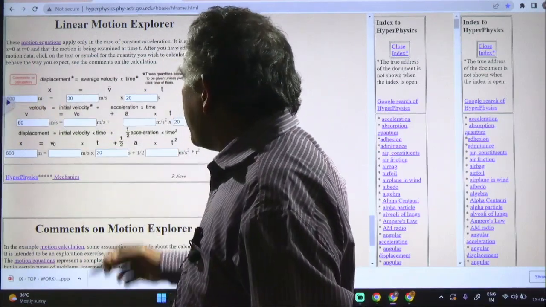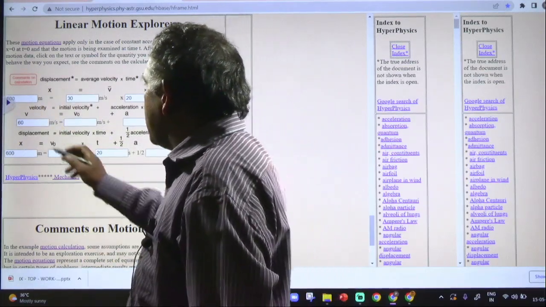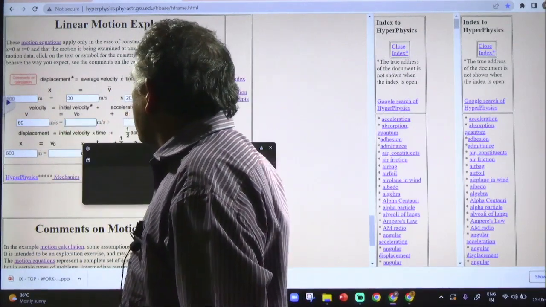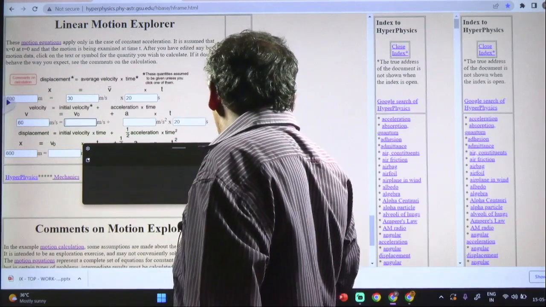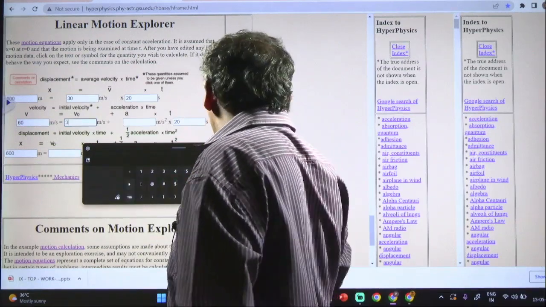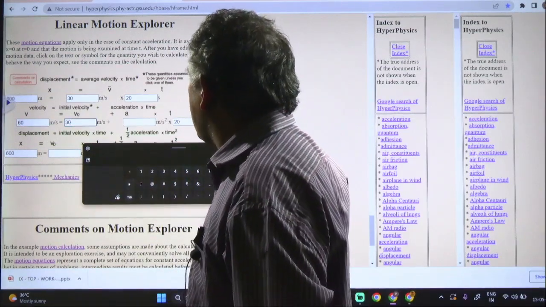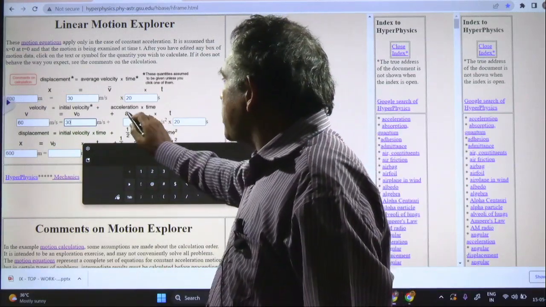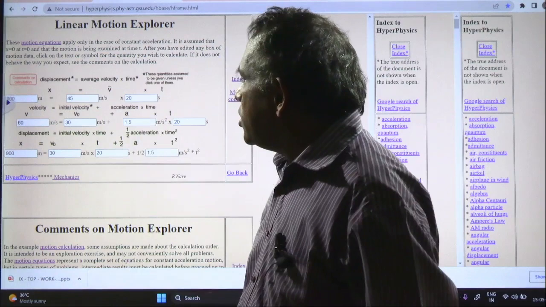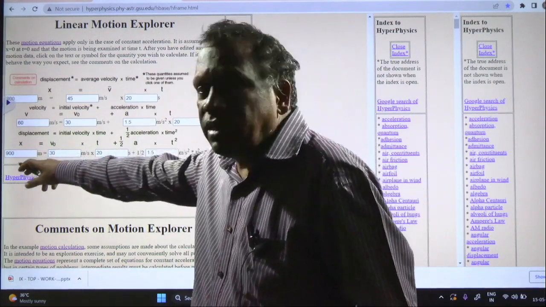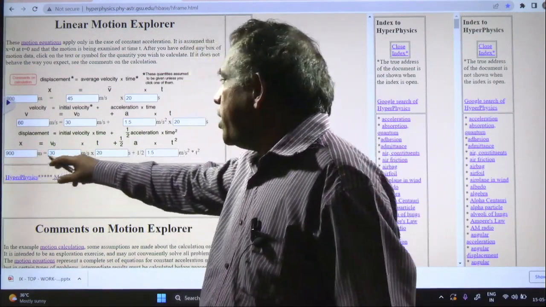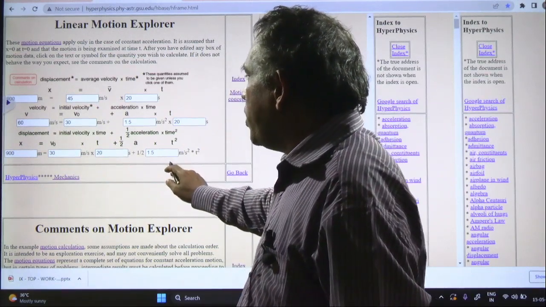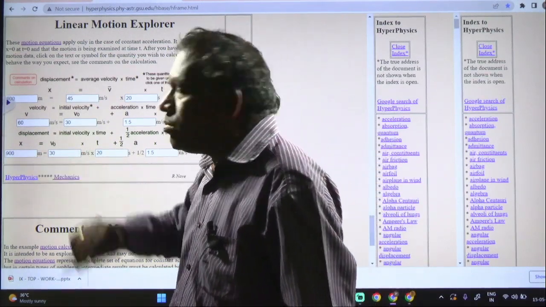Similarly, if you try to calculate acceleration, here you got 60, and the initial velocity you take as 30 meters per second. If you take 30 meters per second initial velocity and the time is 20, then acceleration will be 1.5. For this, the displacement is 900.